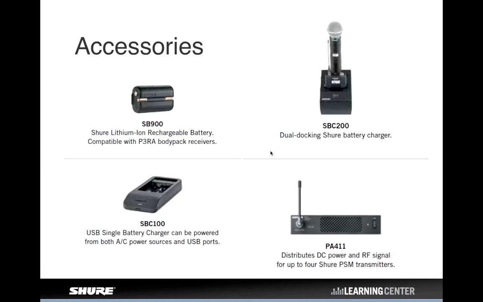And here you can see some of the accessories that support the system. Most of these are the rechargeable battery and the different charging options, but I do want to point out we have a new antenna combiner, a half-rack size device, the PA411, which will allow the RF signal from 4 transmitters to be combined down to a single antenna, which is actually pretty essential when you have several of these high-powered transmitters grouped together in a rack. Minimizing the number of antennas can vastly improve the performance of the system.